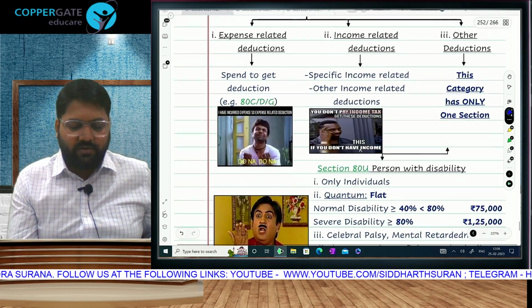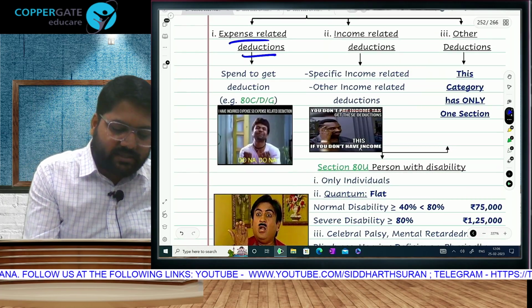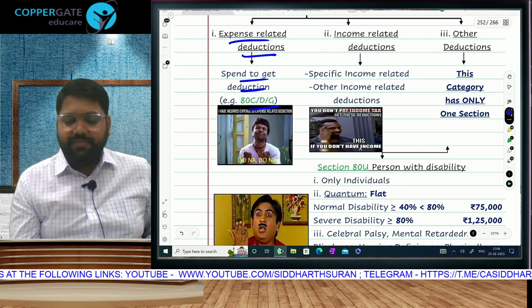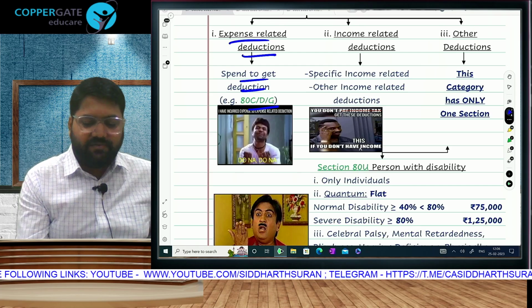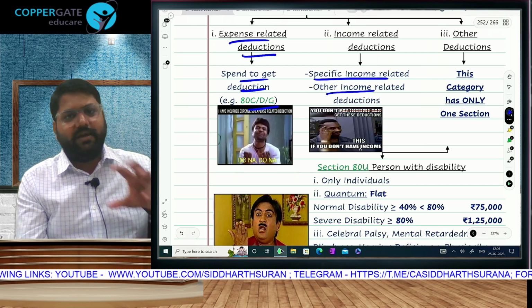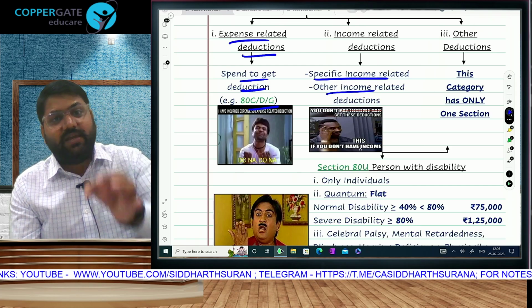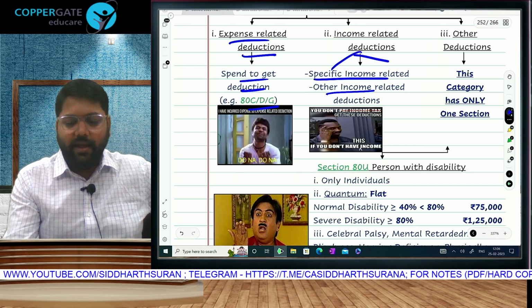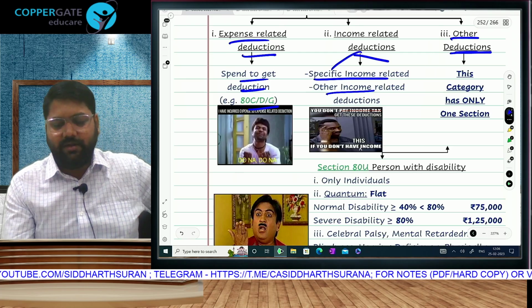Deductions will be categorized into 4. Expense related deduction, where you have to spend money to get deduction, like your 80C, 80D and 80G. Then your income related deduction, which can be specific income or other income. Other income may be 80TTA, 80TTB. Specific income is where you have put efforts. So income related will be further categorized into 2. And other deductions, it is only called a category, but this has only one deduction.